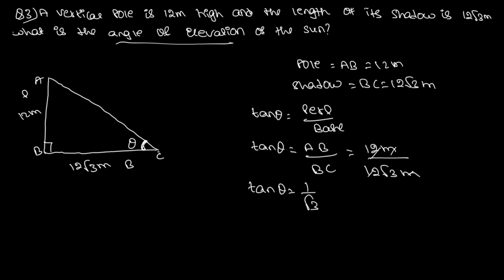So when we get this 1 by root 3 in trigonometric function, tan theta is equal to tan 30 degrees. Tan 30 degree value is 1 by root 3. So we'll get our theta value as 30 degrees. So here angle of elevation is equal to 30 degrees.